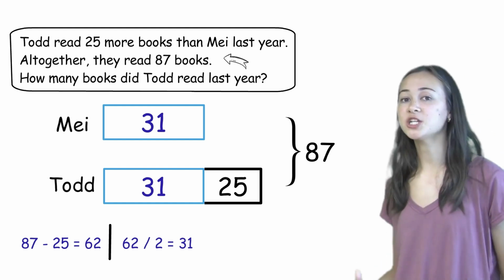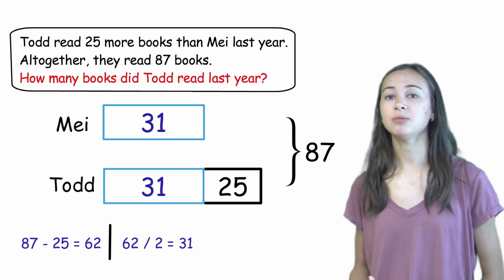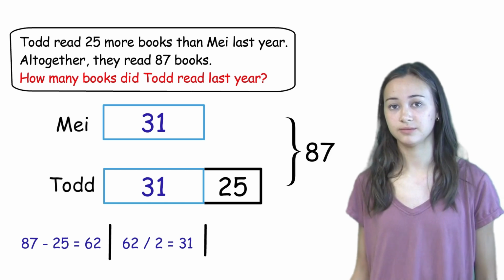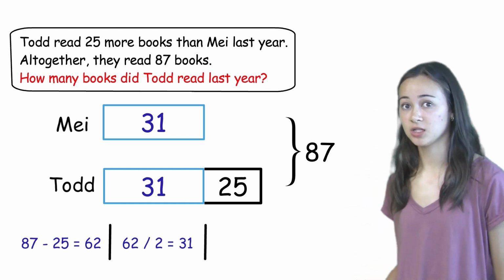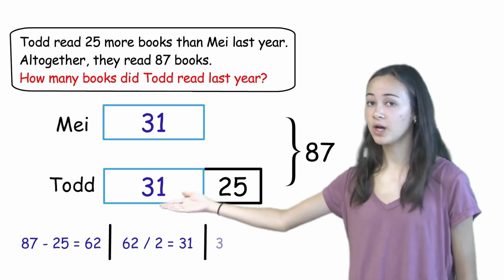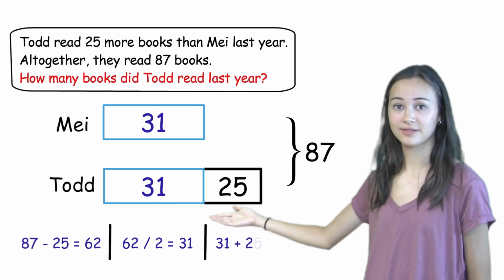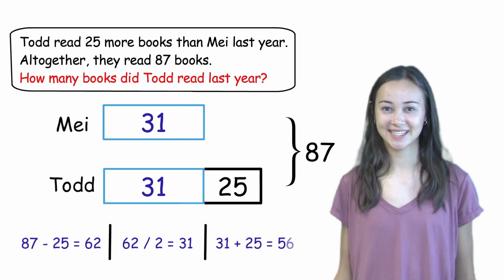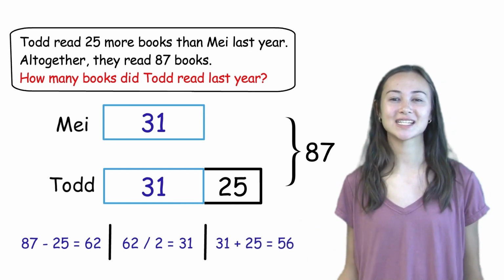Now, the question asks us how many books Todd read last year. So let's go to Todd's box. 31 plus 25 equals 56. So Todd read 56 books last year. Whew, that was a long problem, but the good news is we're done.